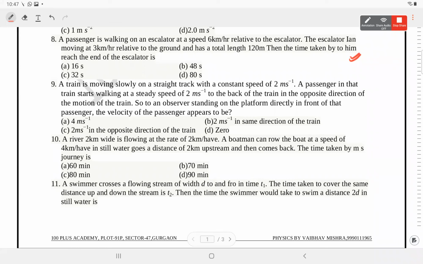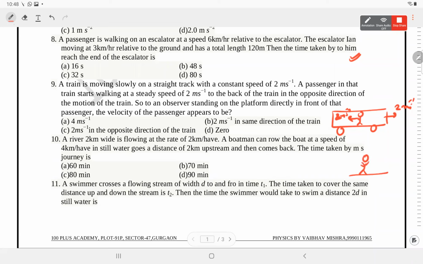Question number 9. It can be something like this: there is a train that is going forward. The velocity of the train is 2 meter per second in the forward direction, and the man, an observer, is moving in the opposite direction with respect to the train with the same speed of 2 meter per second. So to the person who is standing on the ground on the station platform directly in front of the passenger, what will be the velocity of the passenger appears to be?